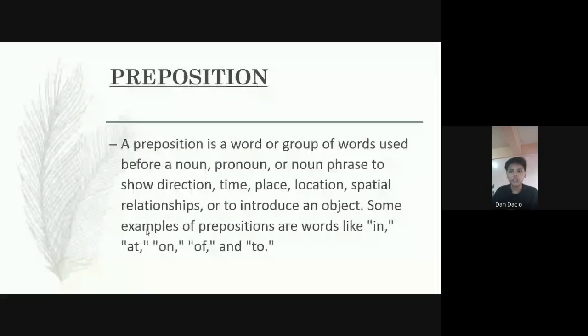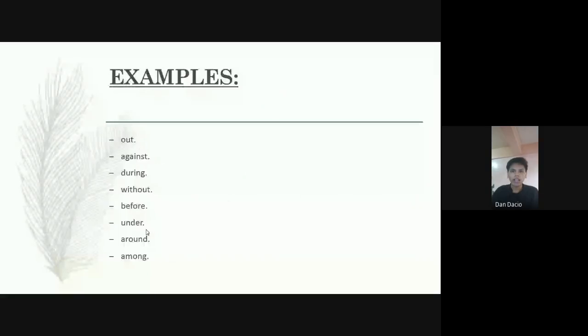Next is preposition. A preposition is a word or group of words used before a noun, pronoun, or a noun phrase to show direction, time, place, location, spatial relationship, or to introduce an object. Some examples of prepositions are words like in, at, on, off, and to. So these are the examples of prepositions. Out, against, during, without, before, under, around, among.